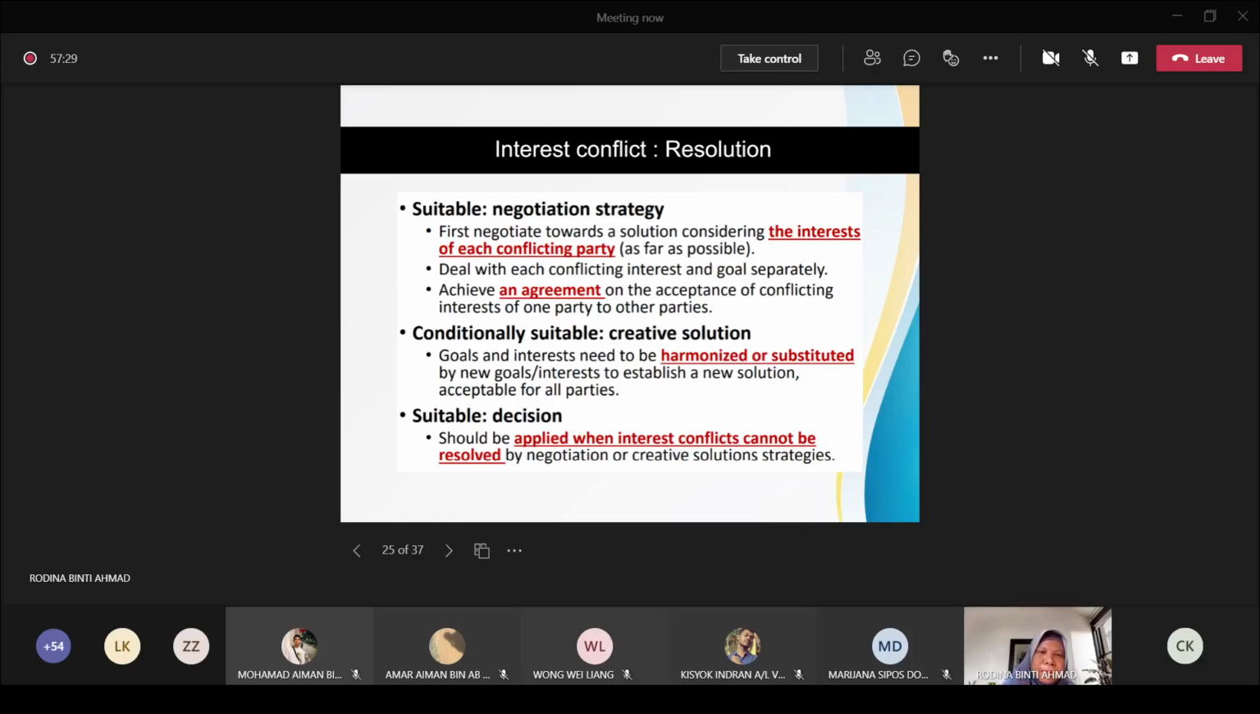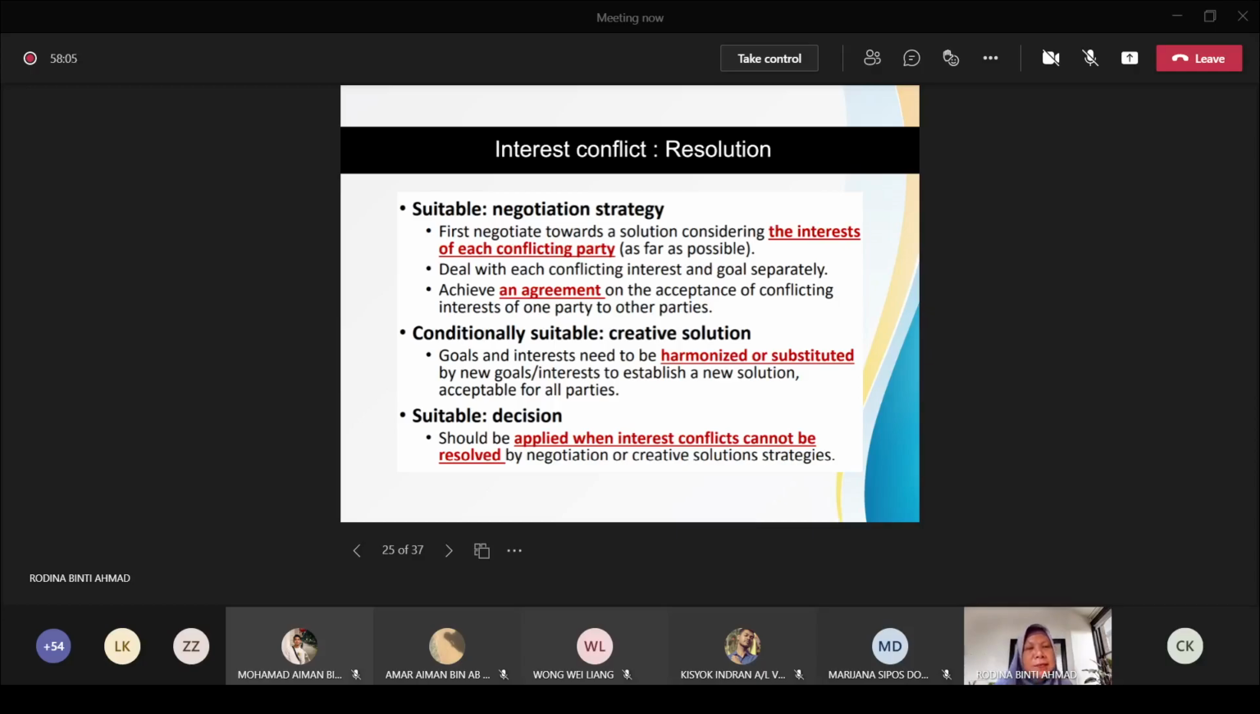And then in terms of creative solution strategy, we said that most of the time, the goals and interests need to be harmonized and substituted by new goals. So proposing a creative solution, they say it's not so good. It's not so suitable, because that means they already have some kind of goals in their mind. When we introduce a new solution, this new solution can have a different goal, so we have to resolve again. So that is a problem. So it's not so suitable to use a creative solution.